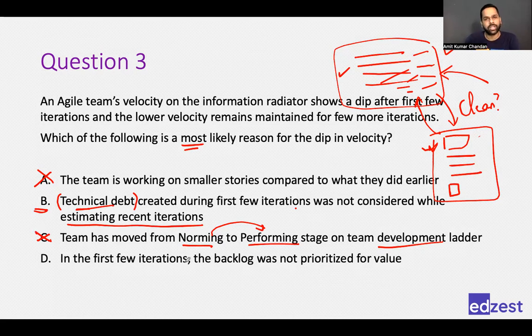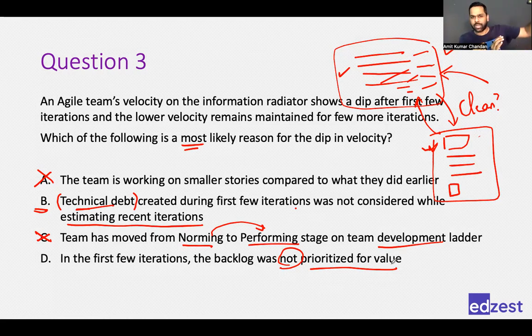In the first few iterations, the backlog was not prioritized for value. Even if it was not prioritized for value, or even if it was prioritized for value, it doesn't matter. Value has nothing to do with complexity. Value has nothing to do with my story points. Story point is a unit of effort that the team will put in collectively, depending on how difficult or how easy the team thinks a particular user story is. It has nothing to do with value.